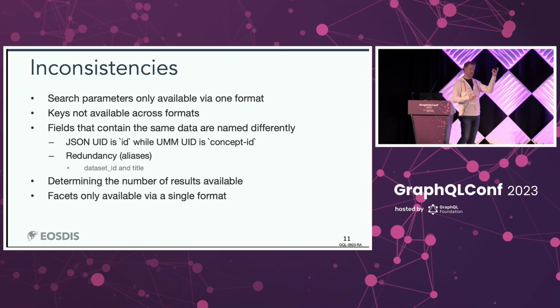Facets, a big one, right? You think facets, Amazon. I am the author of Earth Data Search, our flagship search product. Among myself and 2 other people, we rewrote this recently, where the facets are super useful for users searching in our map interface. Only available in JSON, not in UMM. Not super great.